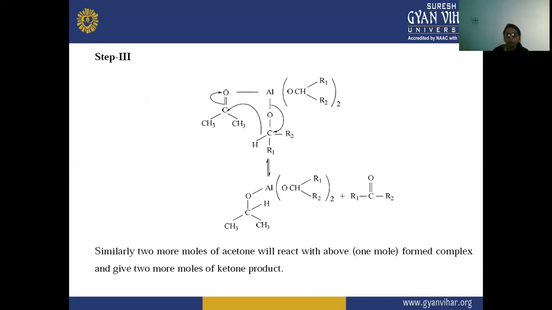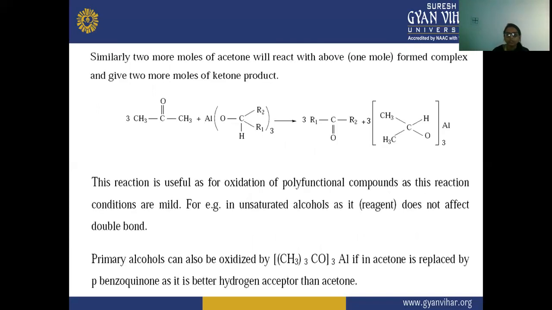Similarly, 2 more moles of acetone will react with the above 1 mole of formed complex and give two more moles of ketone product. You have seen here that two more molecules of acetone react with the above 1 mole, forming a complex, and they give two more moles of ketone product. Next, similarly, two more moles of acetone will react with the above 1 mole of formed complex and give two more moles of ketone product.